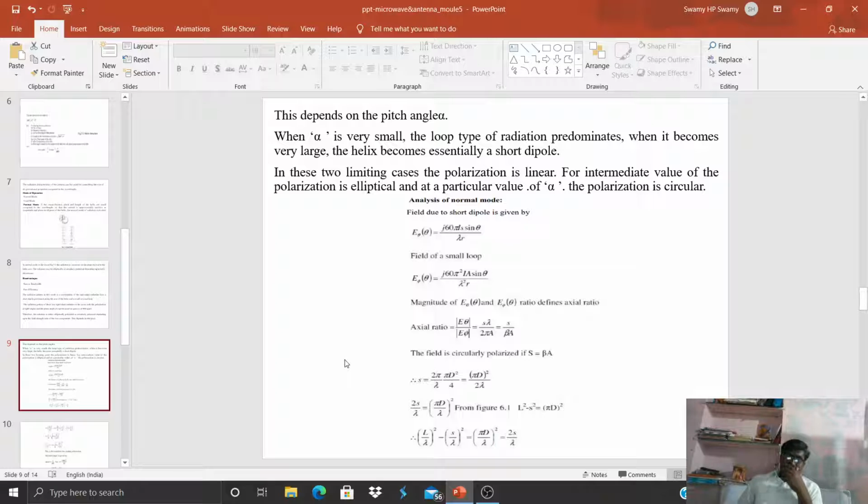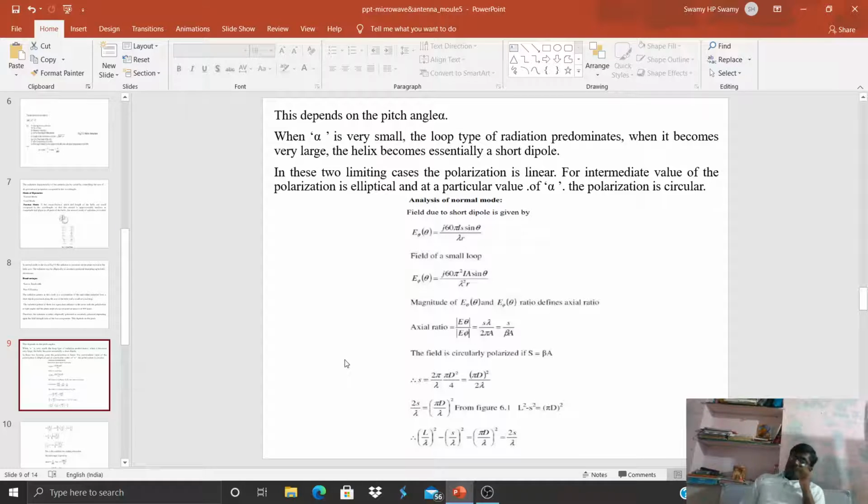angle alpha. When pitch angle alpha is very small, the loop type of radiation takes place. When alpha becomes very large, the helix becomes essentially a short dipole antenna.